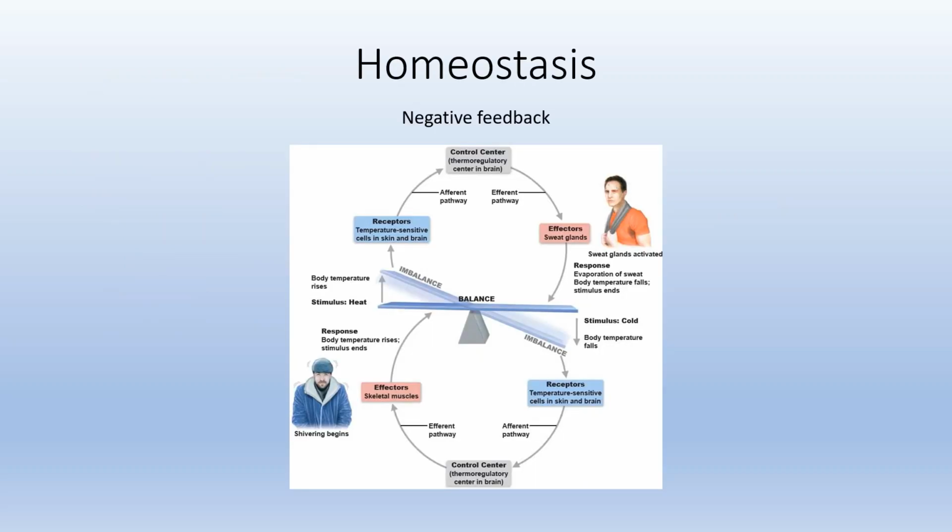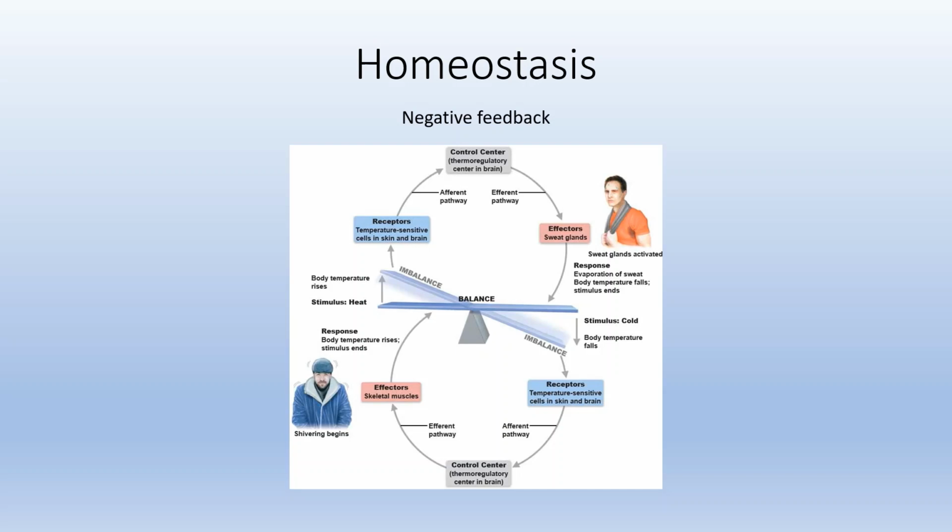In this slide, we are looking at negative feedback as it relates to body temperature. In the center of the image, you will see a teeter-totter. That teeter-totter where it says balance is going to be our variable. In this case, the variable is body temperature. If you follow the teeter-totter in a clockwise direction, the teeter-totter begins to drop and we see an imbalance, a decrease in body temperature.